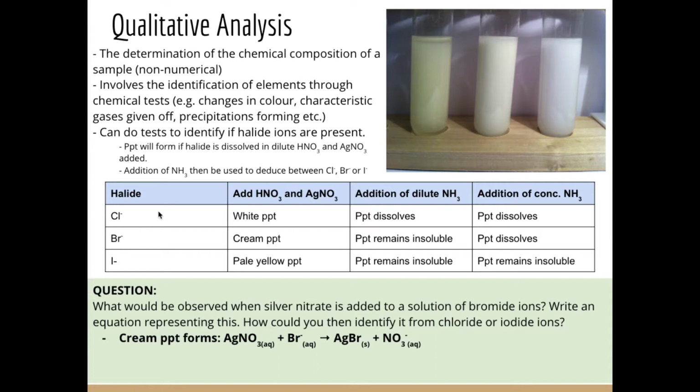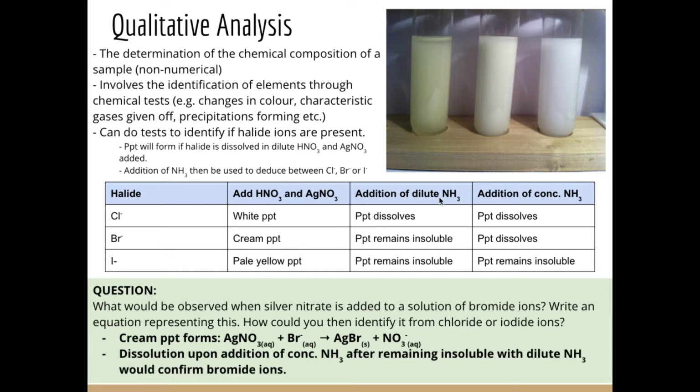How could we then go on to rule out that it's not a chloride or iodide? We could then do the addition of dilute ammonia and the addition of concentrated ammonia, and we would see dissolution upon addition of concentrated ammonia after it remains insoluble with the addition of dilute ammonia. And this will confirm that we have the bromide ions and not the chloride or the iodide.